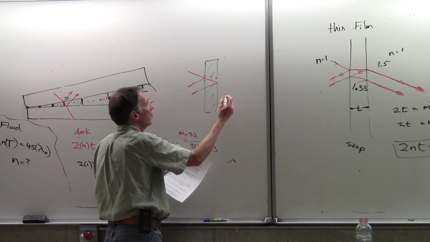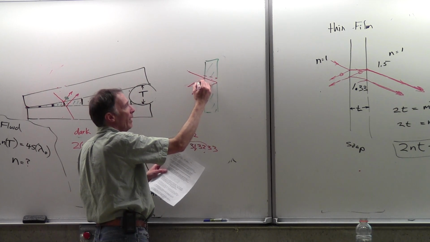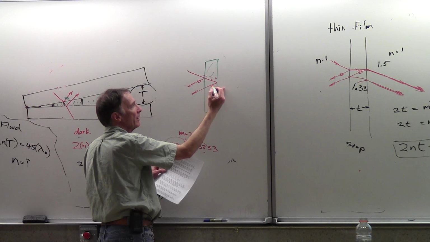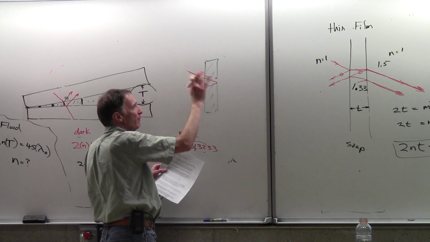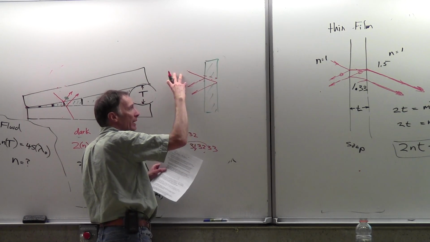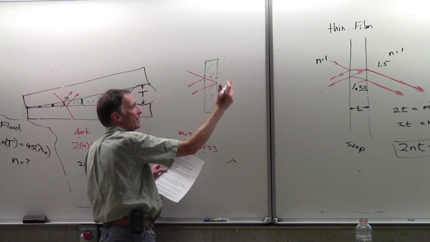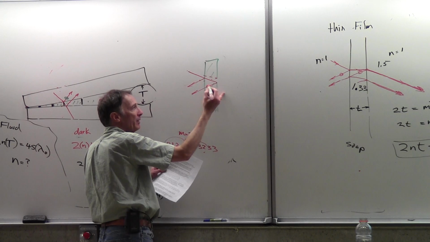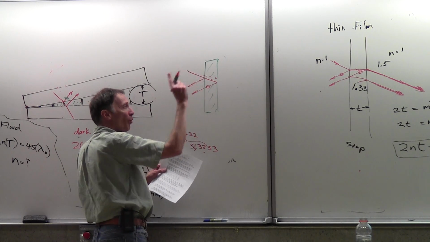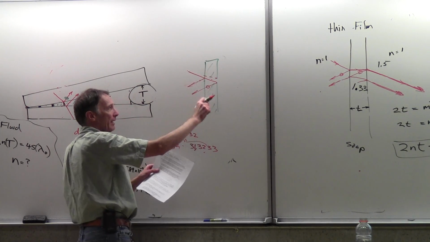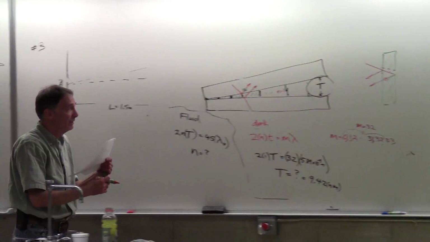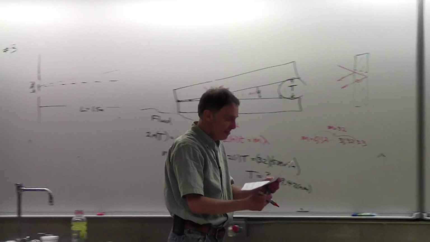Reflected, refracted. There would be one phase change here. There would be no phase change here. If we put this inside a fluid that had a greater index of refraction than the glass, then there would be no phase change here and there would be one here. So either way, there's one phase change, either this one or that one, and overall there's no change in the pattern because of that.